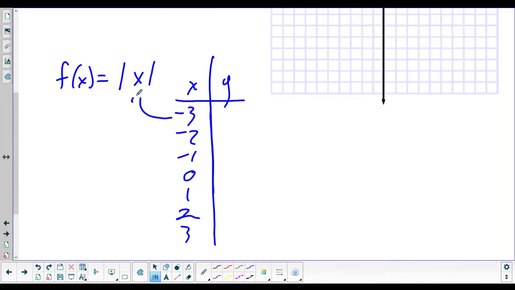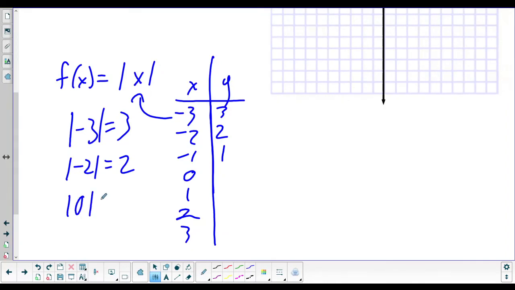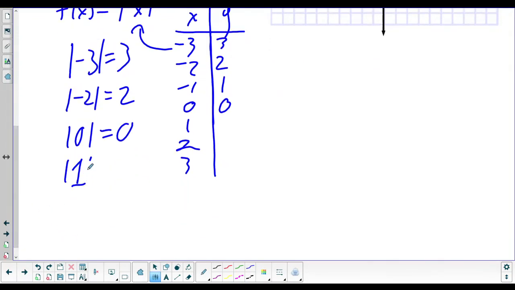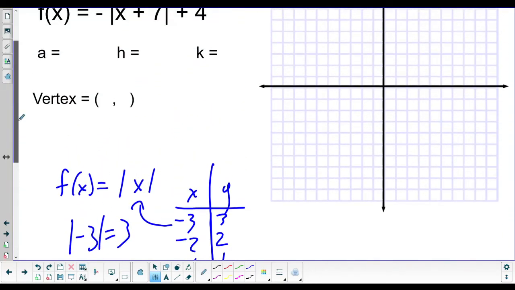So if we plug in -3, the absolute value of -3, absolute values just make stuff positive. So it would be 3. Absolute value of -2 would be 2. And you can guess the pattern, right? 1. Absolute value of 0 is 0. If it's positive or 0, it just doesn't do anything. The absolute value of 1 is just 1. Absolute value of 2 is 2. Absolute value of 3 is 3. So it's however far left you go, up that far. And however far right you go, up that far.